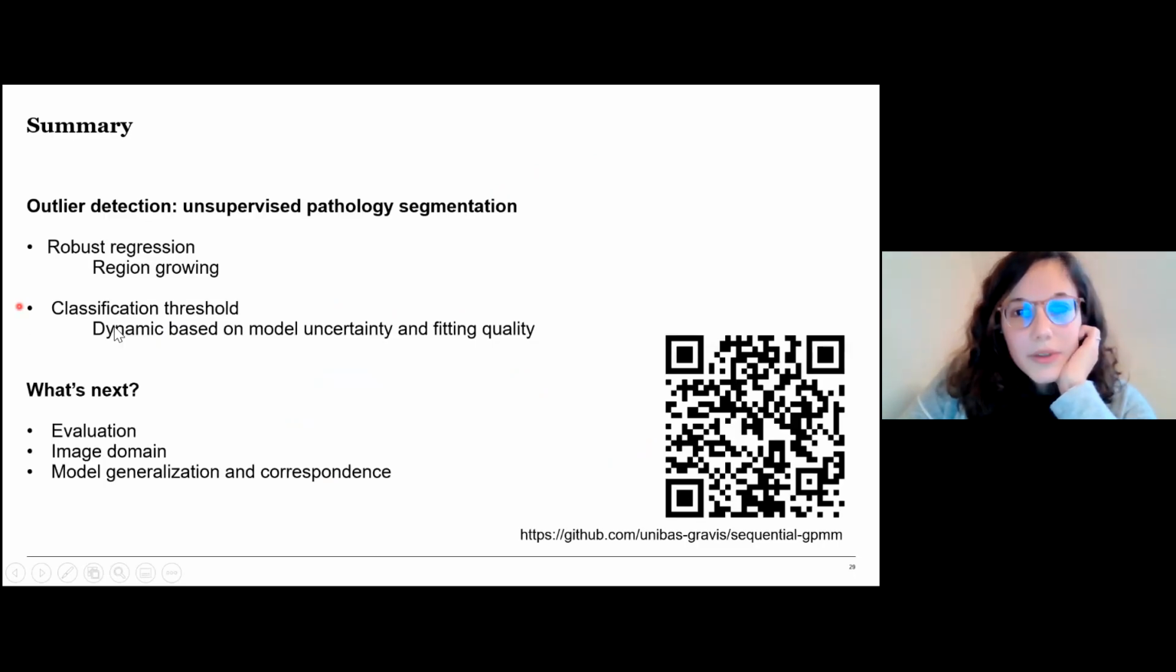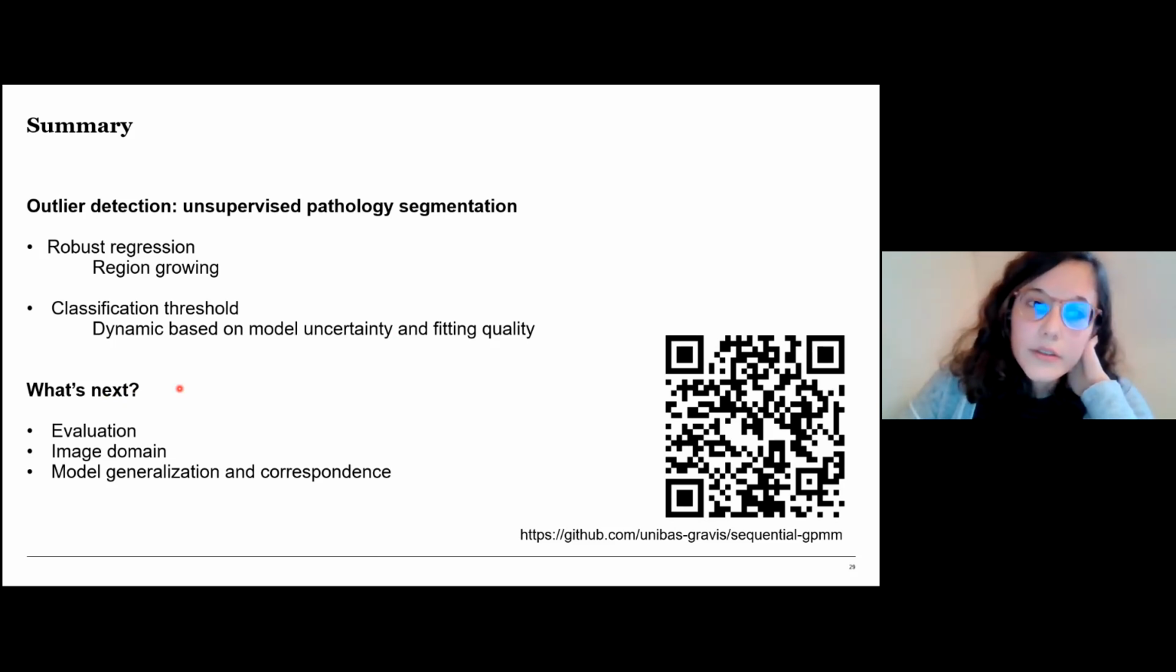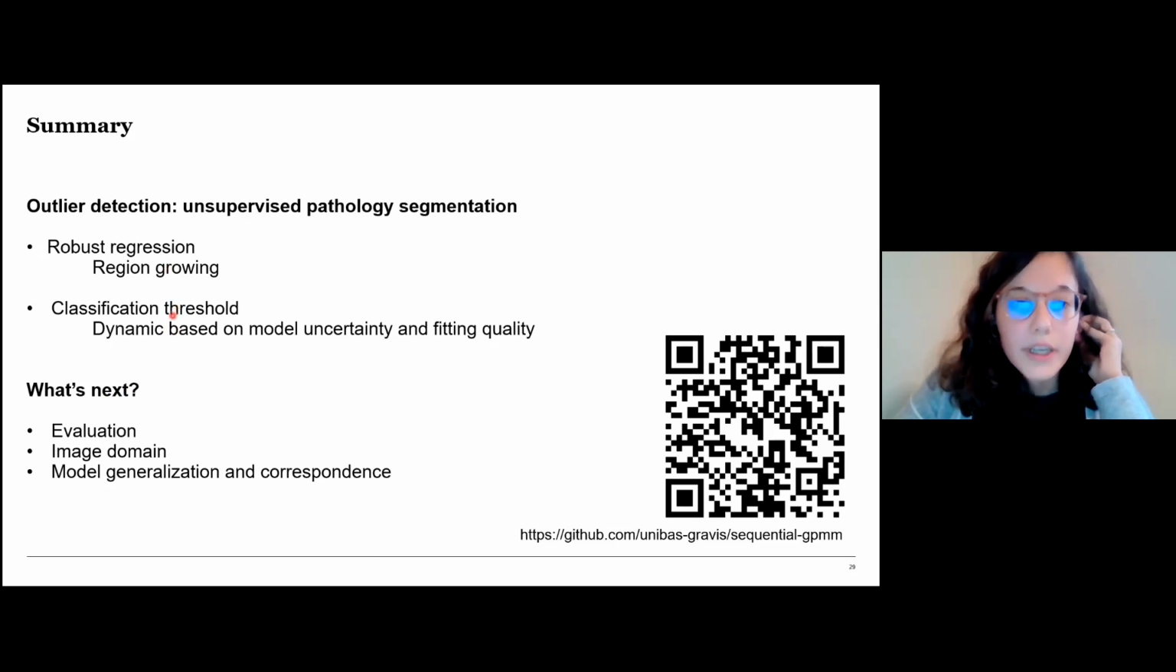Yeah, so with that, I come to the conclusion. The main idea is that outlier detection can be used for unsupervised pathology segmentation, which is pretty cool because it means that you do not need to have labeled data for training, and you also do not need to set a threshold in advance. So basically during reconstruction, the model figures out what is likely to be pathological and what not. And for that, you need a robust regression approach, and we propose the region growing.